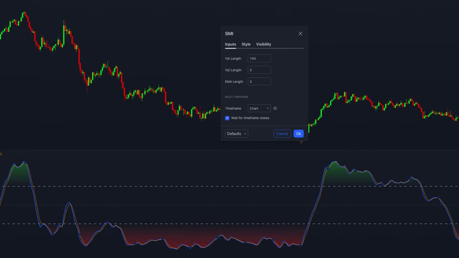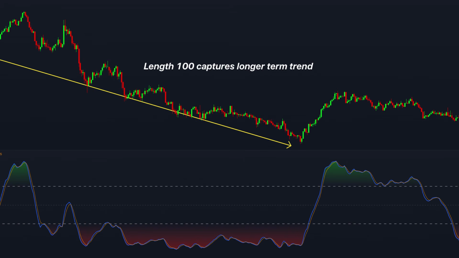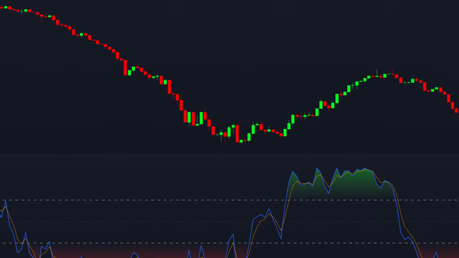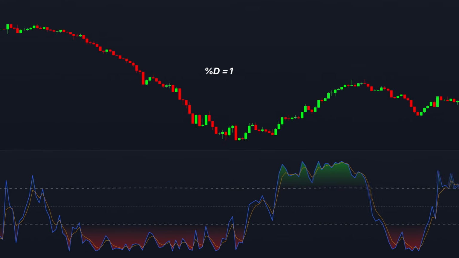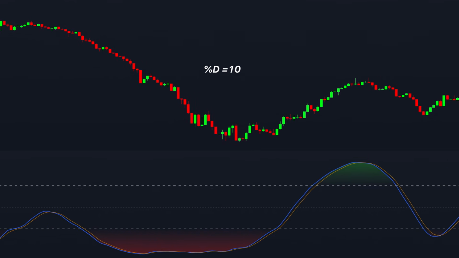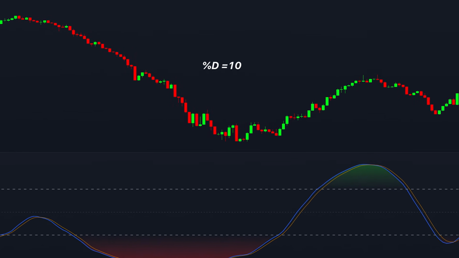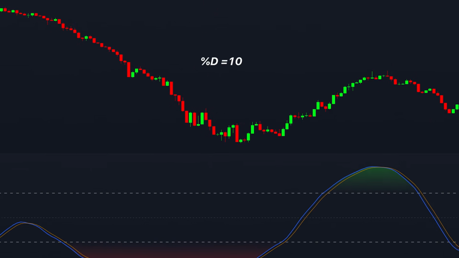You'll notice the highs and lows on the indicator become less frequent when you increase this, and it also captures longer term trends. If you plan to use the SMI as a momentum indicator, play around with this setting and try increasing it to see if it follows the market better. %D length is the length of the EMAs used in the calculation. Increasing this basically smooths the indicator and makes it less sensitive. In a volatile market, this can help filter out false signals.